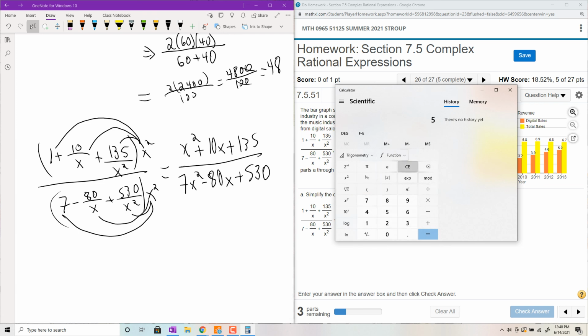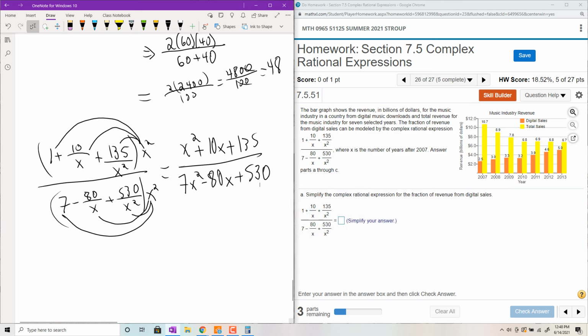135. So I need two factors of 135 that add to 10. Maybe it's divisible by 15. Yeah, 9 plus 15. Nope. So what are some other ones? There's no way, because the numbers are going to have to be too big, they'll be greater than 10. So I think there's just no way.